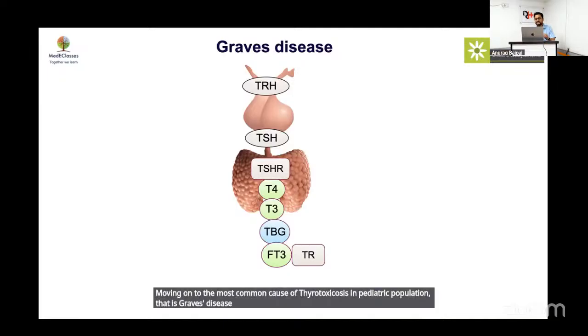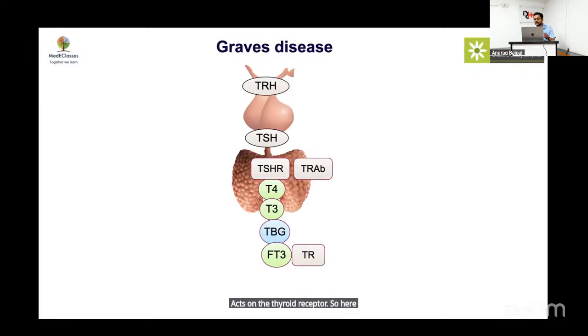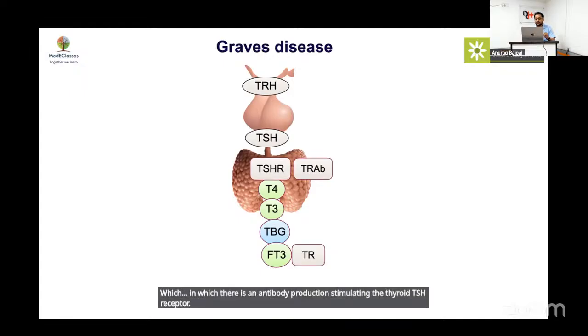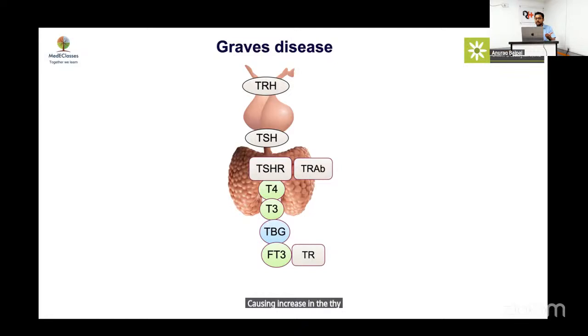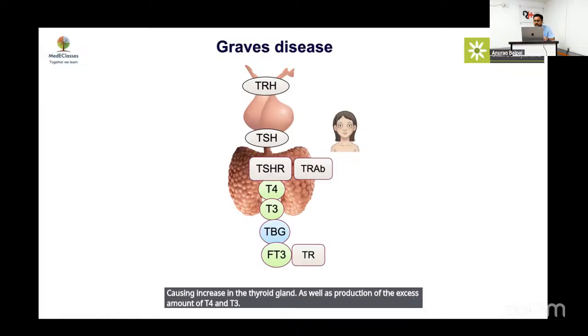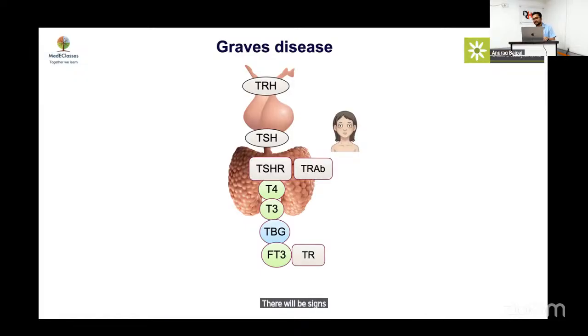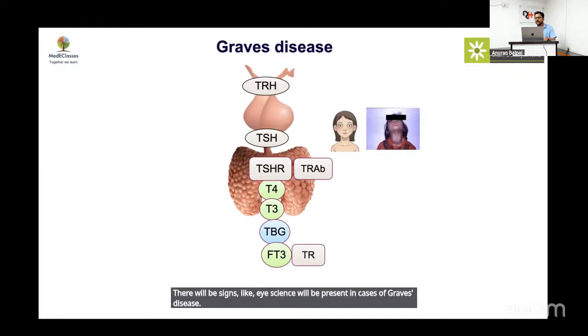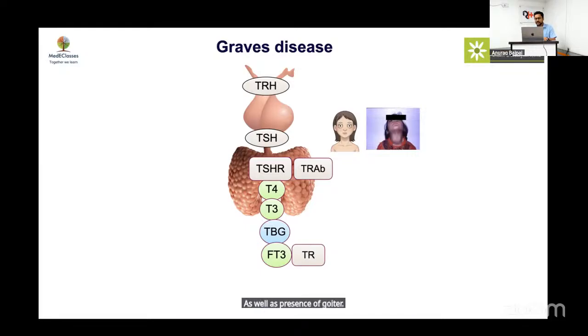We all know that TSH acts on the TSH receptor to produce T4 and T3. This T4 and T3 binds with TBG, and it further acts on the thyroid receptor. So here it is an autoimmune condition in which there is an antibody production stimulating the thyroid TSH receptor, causing increase in the thyroid gland as well as production of the excess amount of T4 and T3. Eye signs will be present in cases of Graves' disease, as well as goiter.